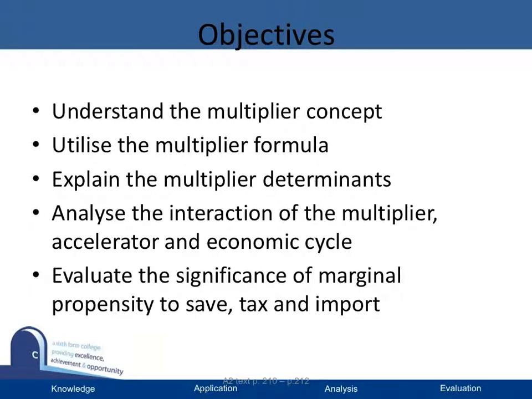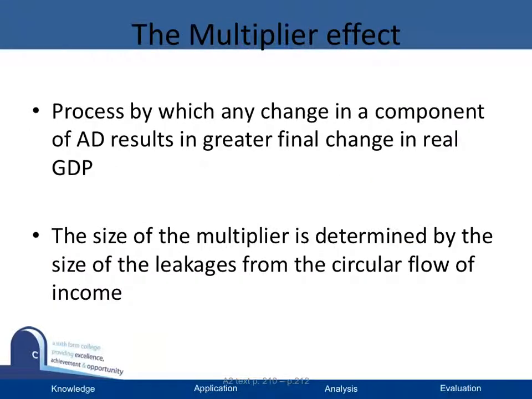These are the elements that you need to be able to understand. So what the multiplier is, you need to be able to use the multiplier and the formula for what Keynes called K, explain what makes up the multiplier, look at the link between the multiplier and the accelerator model of investment, and then to do some form of evaluation as well.